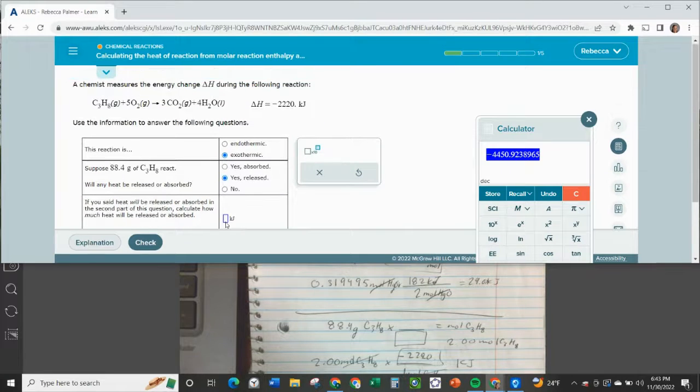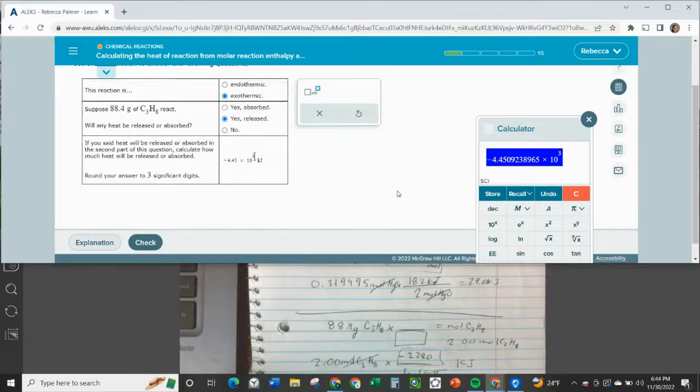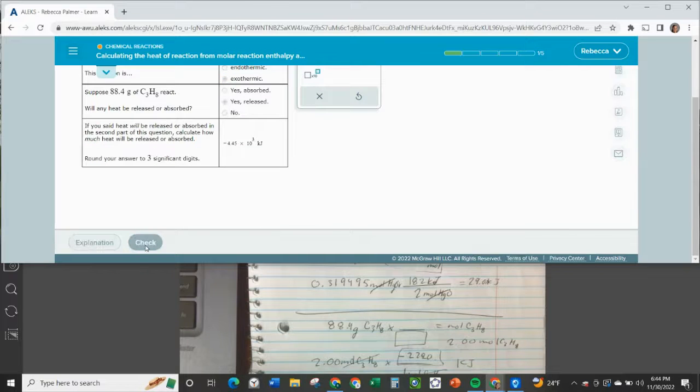So that's going to go away. Remember, that's going to go away on the test. Okay, so I just need 3 sig figs. I'm just going to put this in scientific notation and round to 3 sig figs. Also, the negative sign is important here. You're going to release energy, so it needs to be negative. 4.45 times 10 to the 3. And then we check.